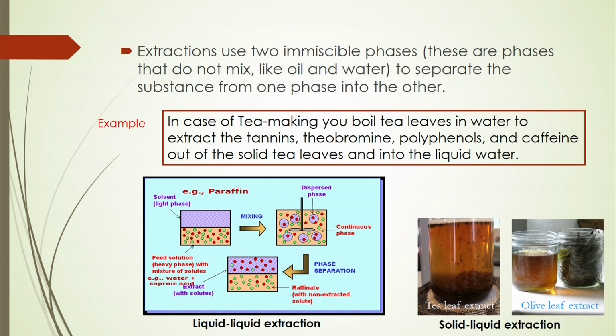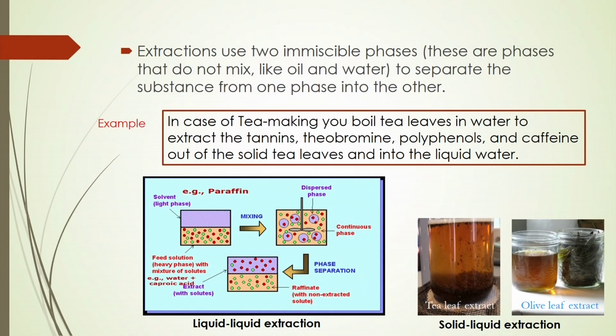As an example, given in the slides, suppose there is a solution with a heavy phase like water, with some solute mixed in, like caproic acid in water. If you want to extract that caproic acid from this water, then you have to use the extraction process, where you use some immiscible liquid to extract the caproic acid from water.